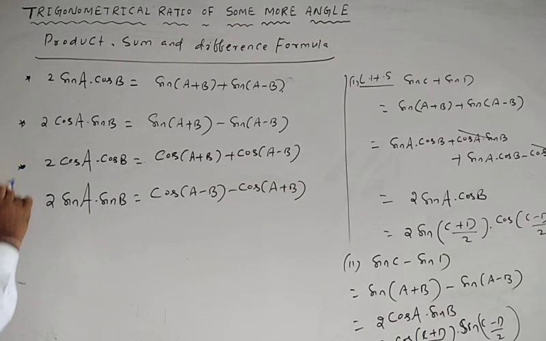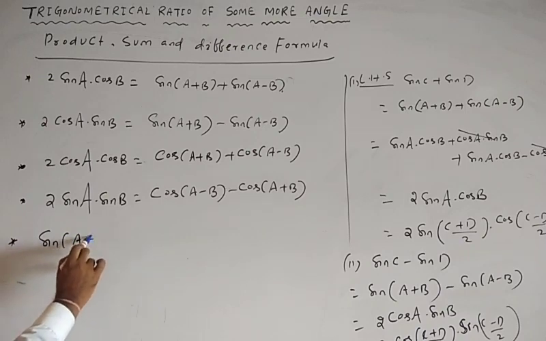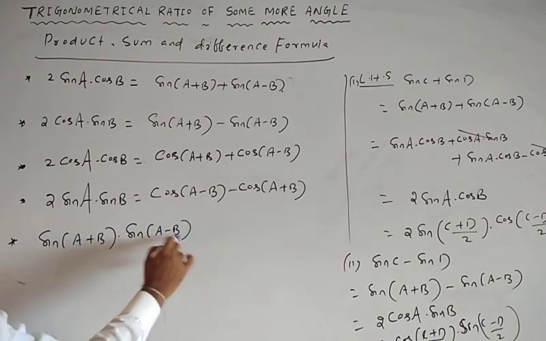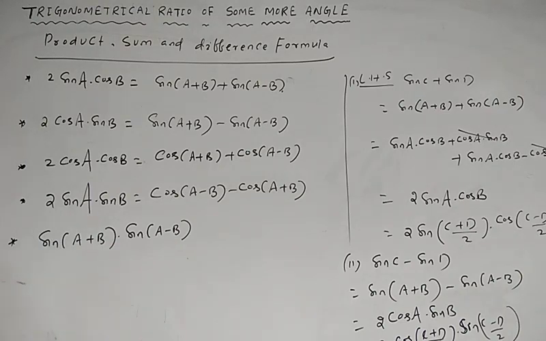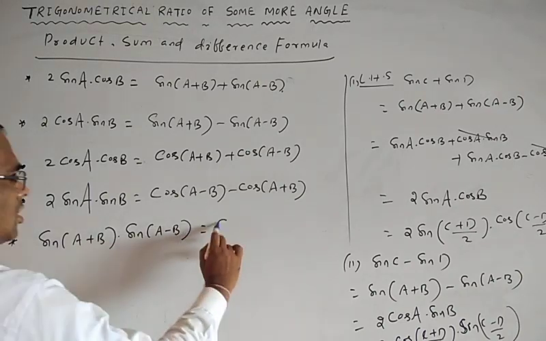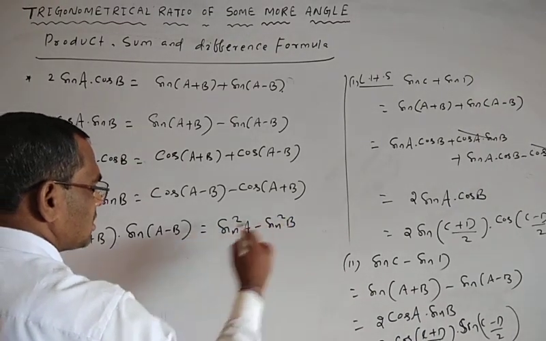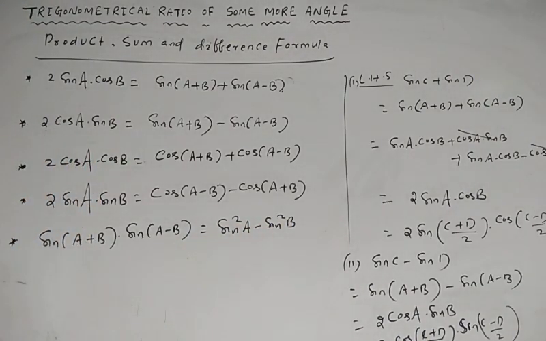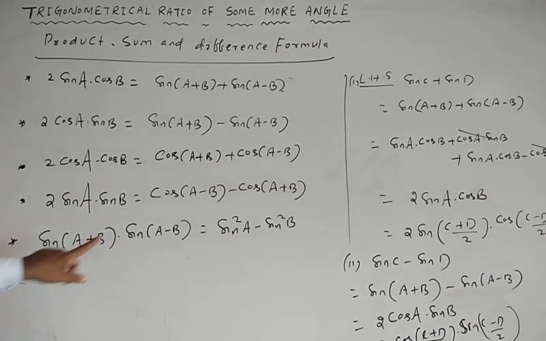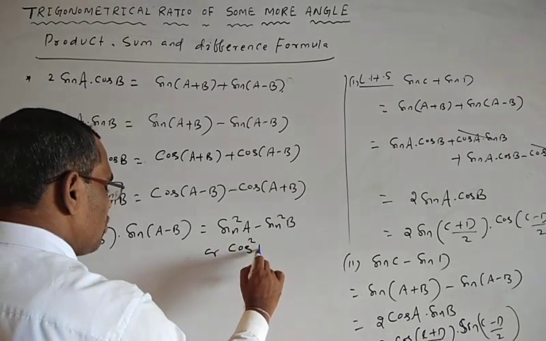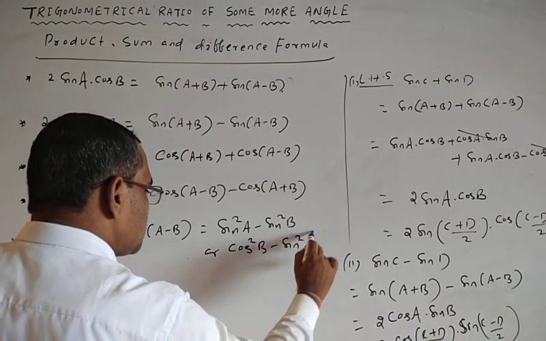Okay. Next, sin A plus B into sin A minus B. So sin A plus B into sin A minus B is equal to sin square A minus sin square B. Sin A plus B into sin A minus B is equal to sin square A minus sin square B, or you can write also cos square B minus cos square A.